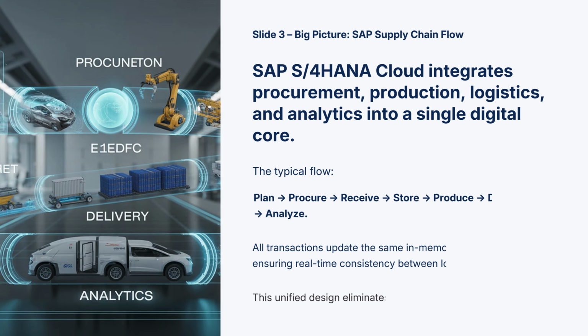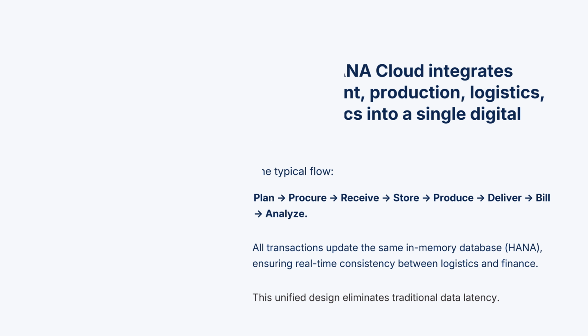Big picture, SAP supply chain flow. At the core of SAP S/4HANA Cloud lies one integrated flow. Plan, procure, receive, store, produce, deliver, bill, analyze. Every action, from purchase to billing, updates a single HANA database. There's no data duplication or delay. That's why the S/4HANA Cloud model is the foundation for intelligent, real-time enterprises.